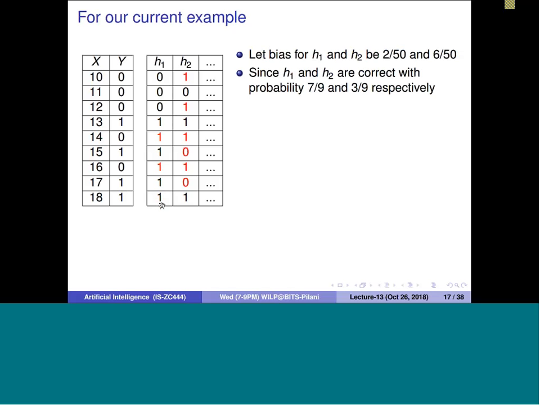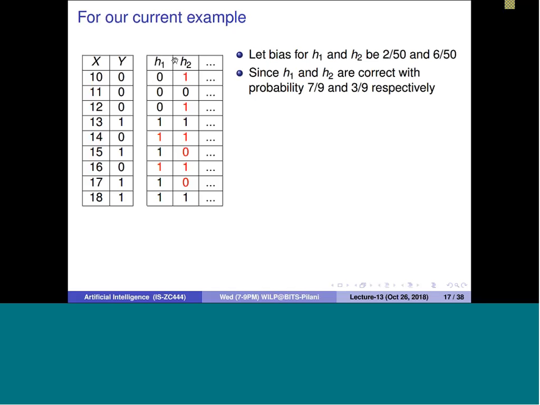What is the probability that H1 is correct? Can you give me? Yes, it is, because you see how many places it is correct. 1, 2, 3, 4, 5, 6, 7 places correct. 7 divided by 9. What is the probability that H2 is correct?